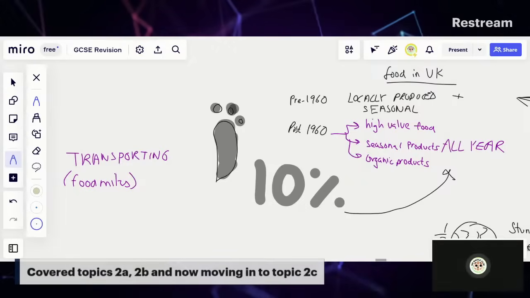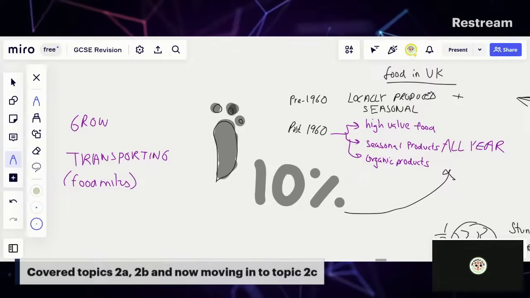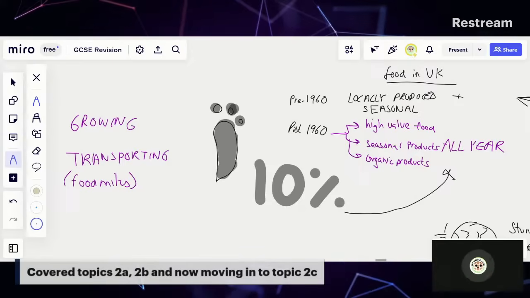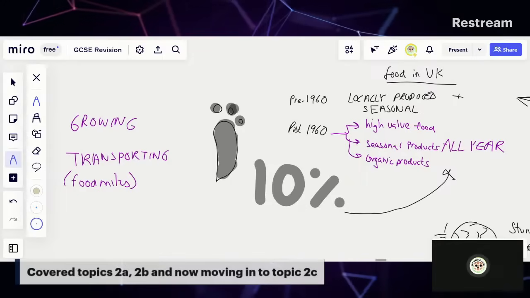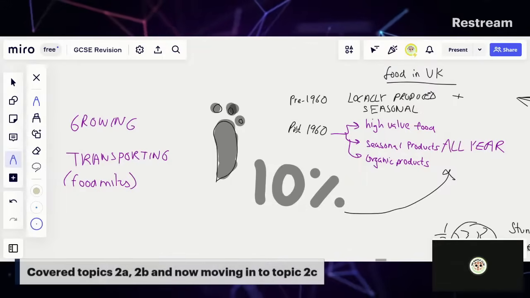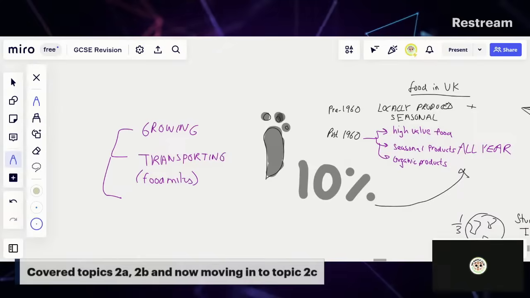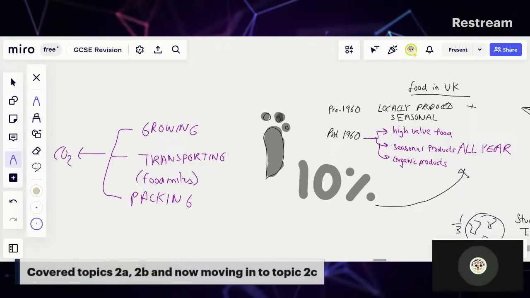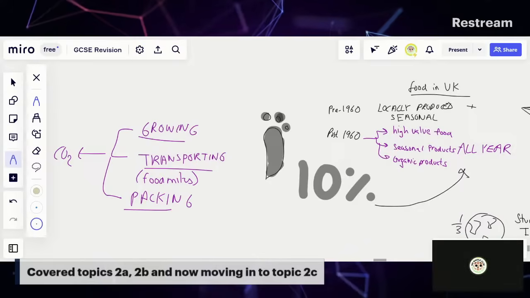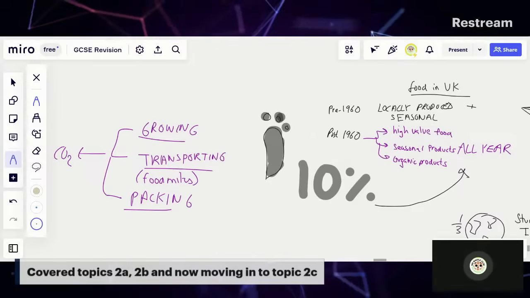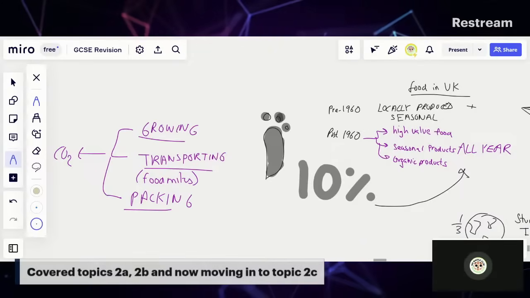Now, the amount of carbon dioxide that growing, packing, and transporting release is called the carbon footprint. And therefore, a bigger carbon footprint means it's worse off. So people are becoming more aware of this environmental issue and therefore are emphasizing having local sources of food.